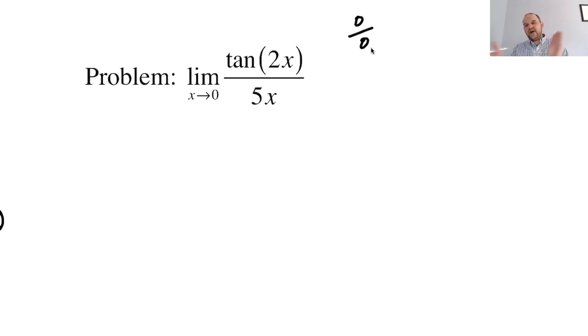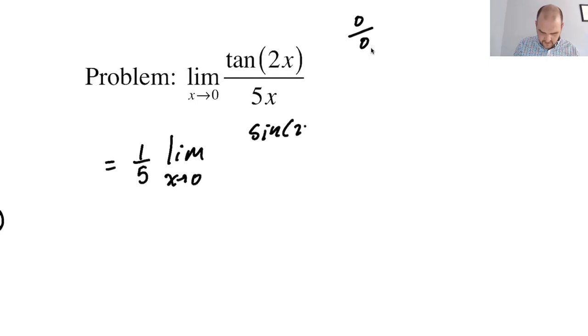Also, that 5 in the denominator is not really doing anything for me, so I'm going to use the constant multiple rule to pull it out. So first, it's 1/5. Constant multiple, pull that out. Limit as x approaches 0 of sine, so it's going to be the sine of 2x over the cosine of 2x, right? Because that's tan of 2x. And then 1 over x. Okay, so far so good, I think.